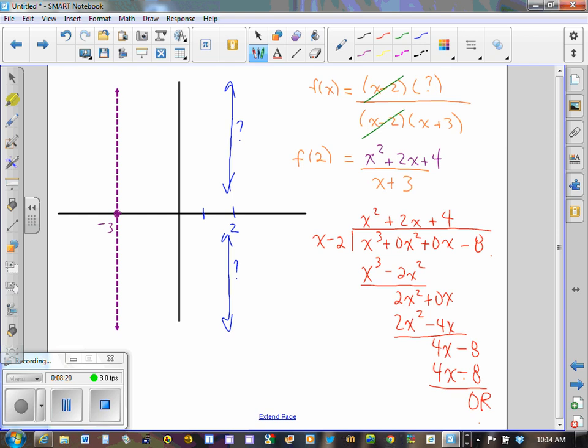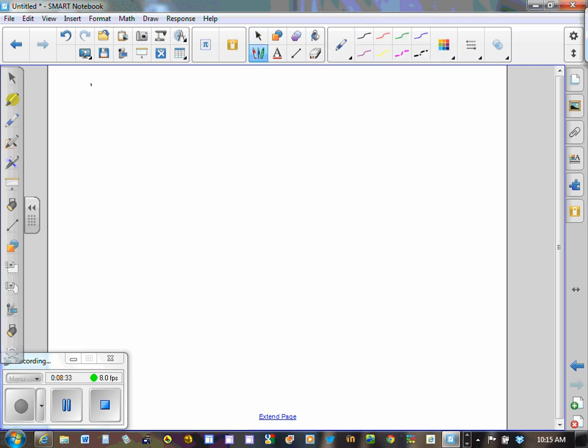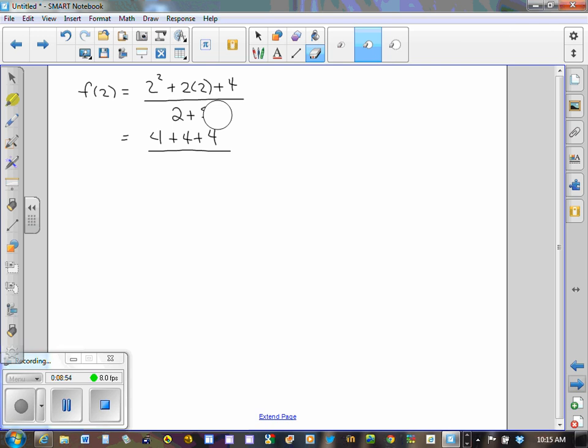So let's go ahead now and determine the value of y where the hole in the graph occurs. Taking a new page, we'll begin that process. So f at 2 would then be 2 squared plus 2 times 2 plus 4. This is all coming from that function equation, and then the denominator would be 2 plus 3. So we end up with 12/5, or if you like, approximately 2.4.